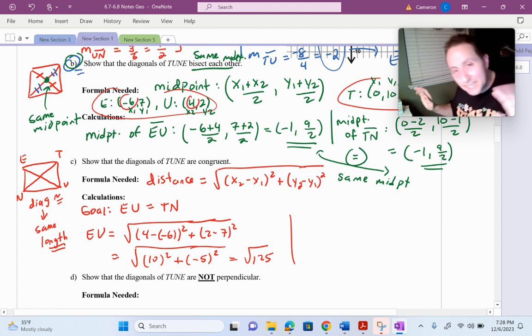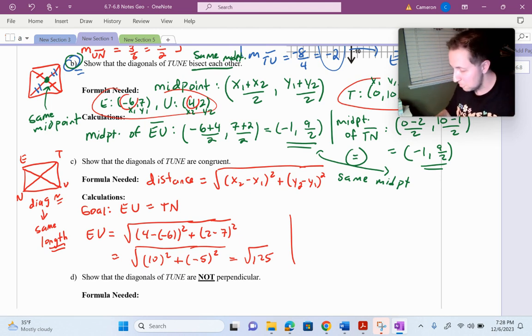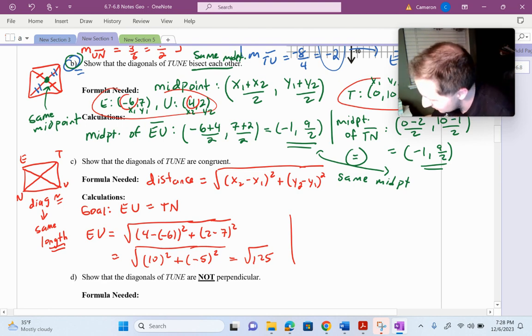And I'm just going to leave that. I don't care about breaking down the radical right now. I don't care about getting a decimal. That's not the point of this. The point of this is to show that you get a match. Whether that match is a messy decimal or not, it's a match.